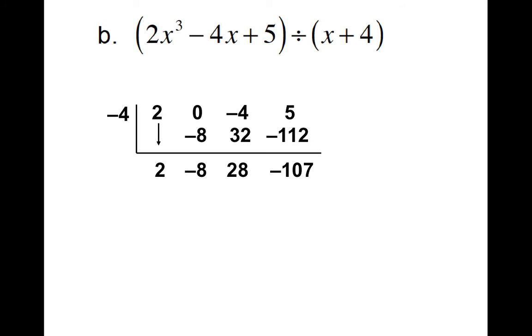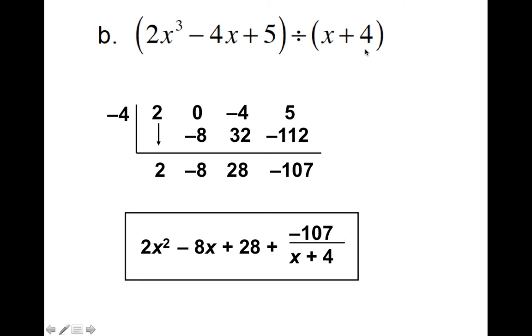Our final answer is written with the variables included. So if our polynomial was x cubed, if we drop the power by 1, this is going to be 2x squared. In descending order, this would be minus 8x plus 28, plus we have a remainder of negative 107 over, we were dividing by, x plus 4.